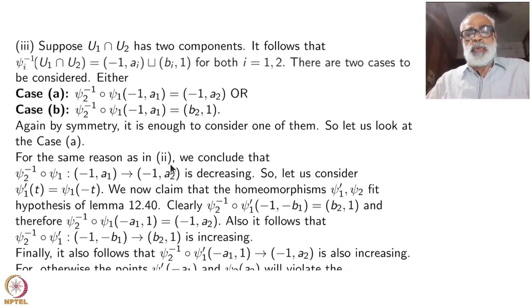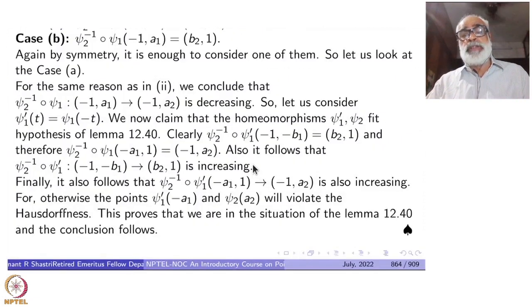For the same reason as in 2, we conclude that this minus 1 A1 to minus 1 A2 has to be decreasing. So that thing is coming again and again. So let us consider changing psi 1 by a reflection. Then we now claim that you have the whole thing changed. As soon as you change the sign, the increasing and decreasing will change on both the components. The point is, you can't change the thing only on one of them, because the whole thing is one single interval only, though the intersection has two different components. As soon as you adjusted the first one correctly, you may or may not, but here it is decreasing, you have to change. That's the whole idea in this one.